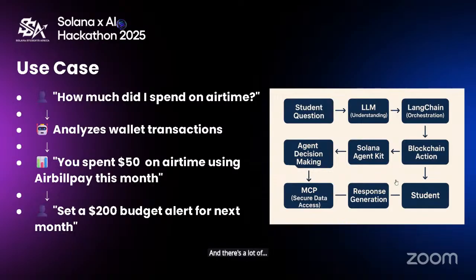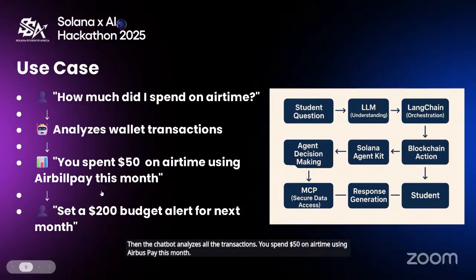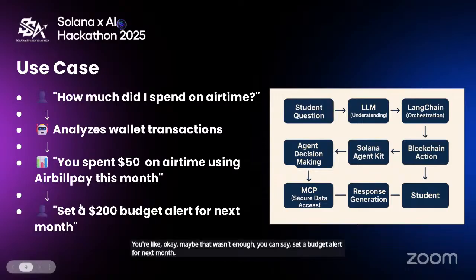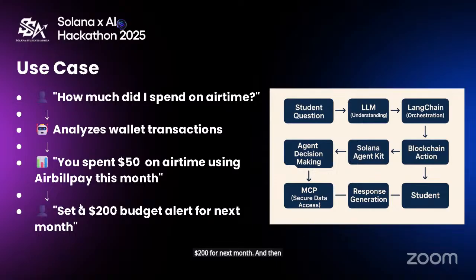There is a lot of steps happening. But if you look at the use case, first you can ask, how much did I spend on airtime today? Then the chatbot analyzes wallet transactions. You spent $50 on airtime using Air Bills Pay this month. You're like, okay, maybe that wasn't enough. You can say set a budget alert for next month, $200. And then the context is an alert. If you defined the AI chatbot to have awareness of time and access to some sort of reminder, you can basically work with it.